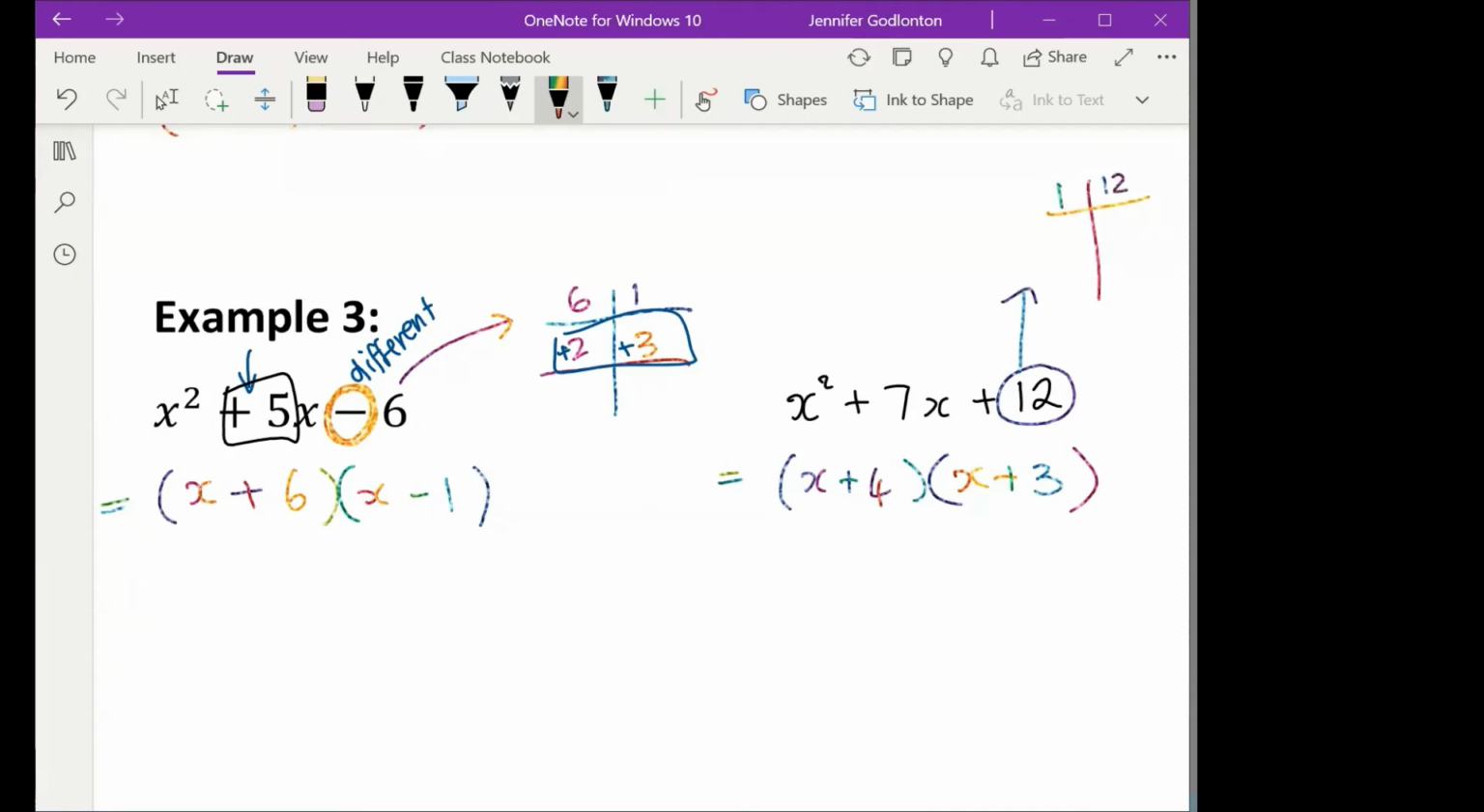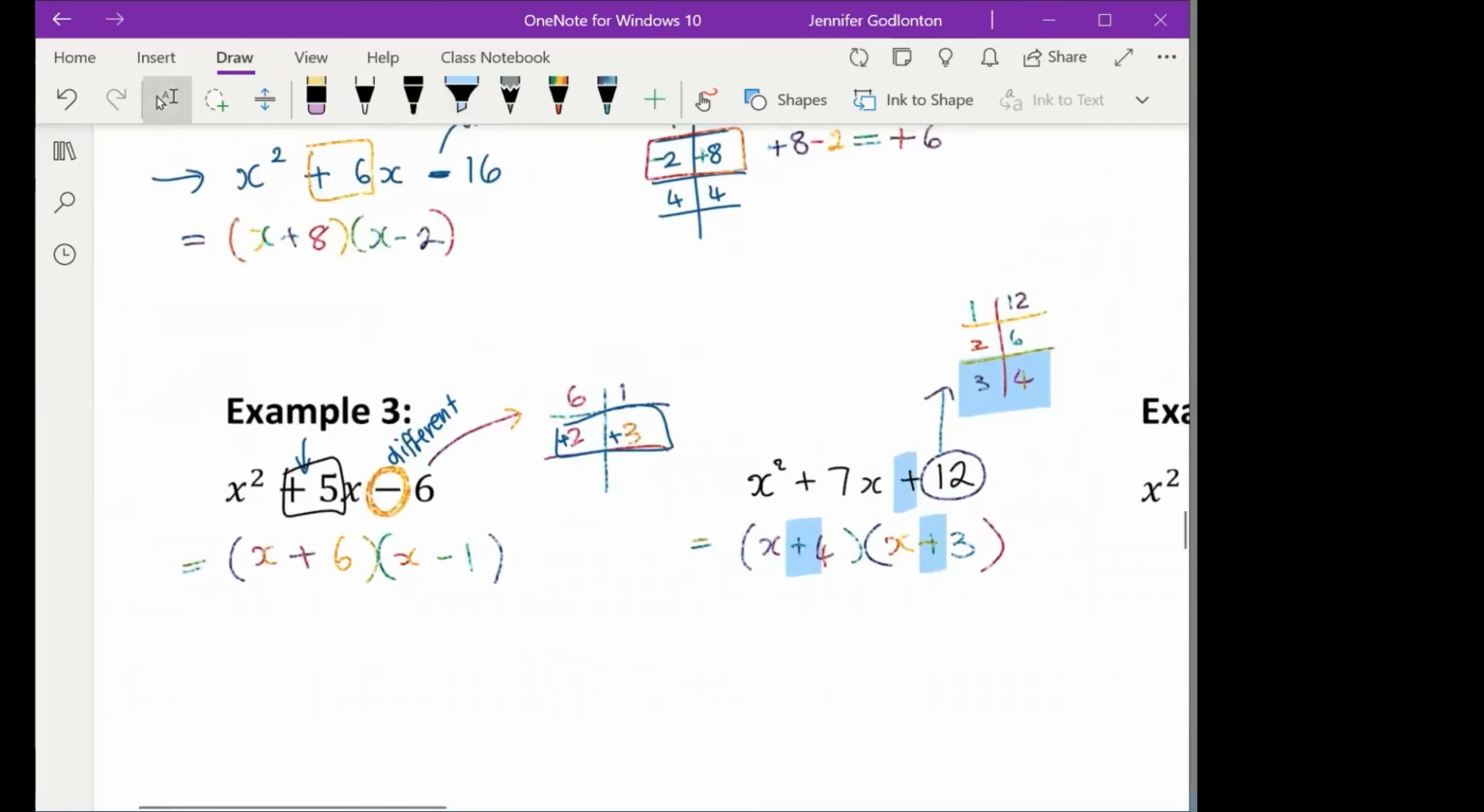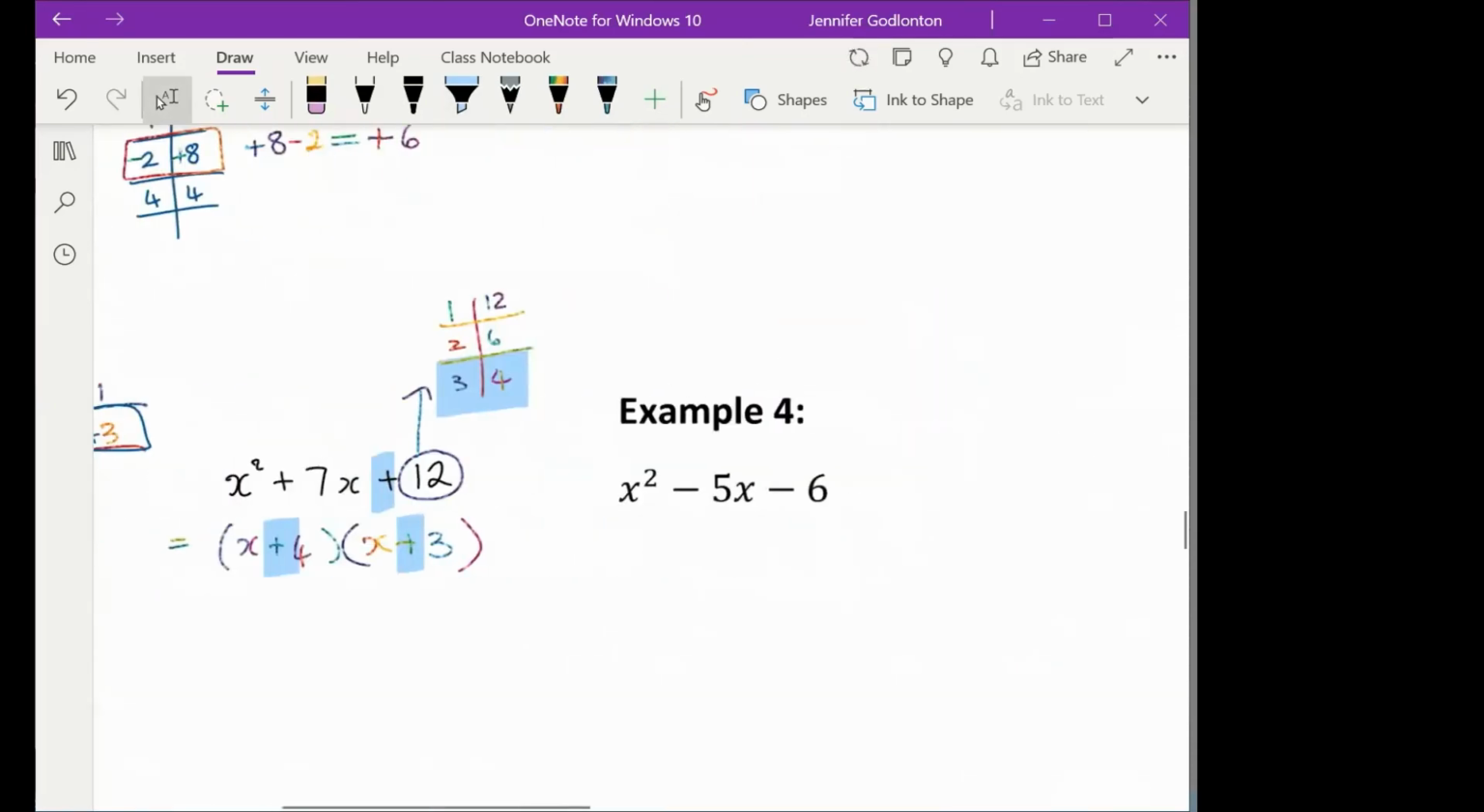Okay, so we take our factor pairs of 12. I've got 1 and 12. I've got 2 and 6. I've got 3 and 4. I'm trying to get to 7, and I can see that I'm going to need 3 and 4. This is a plus sign, which means my signs both need to be the same. And so I have x plus 4, x plus 3. Beautiful.